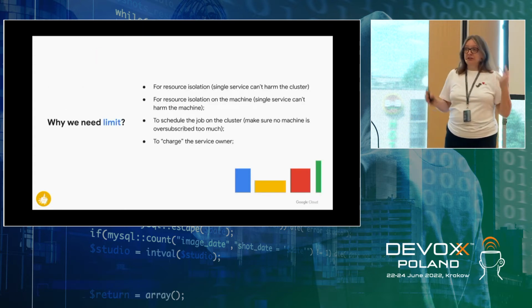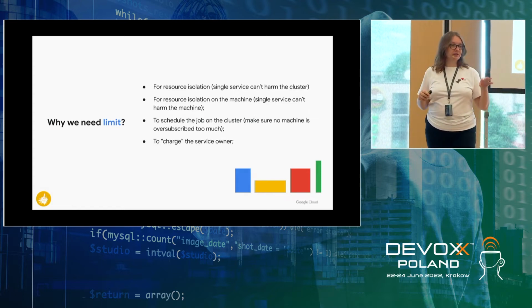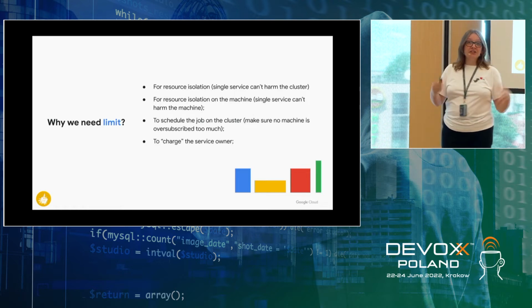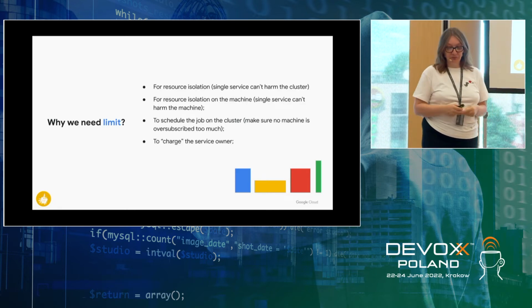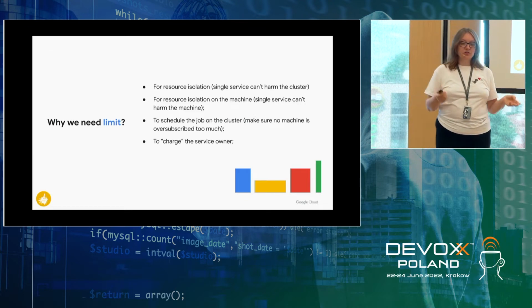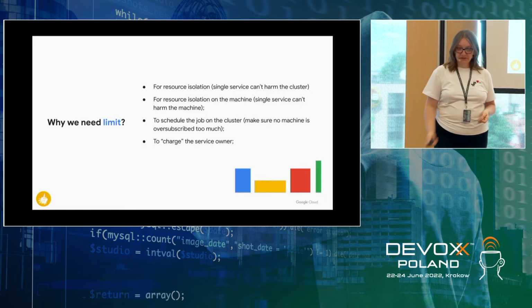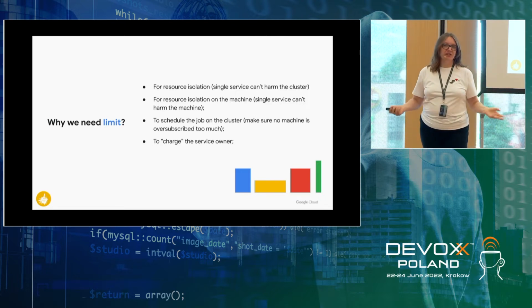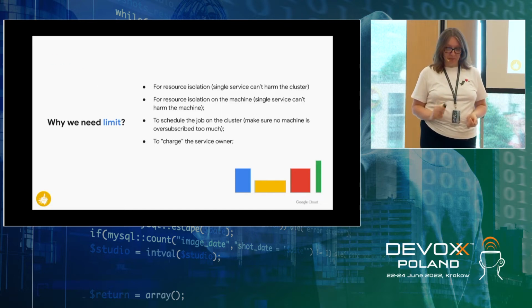Okay, so why do we even need that limit? The first two reasons are resource isolation, both on the machine, so the server level, and at the cluster level. A service that is trying to go over those limits is treated as misbehaving, can be throttled, and so on. Another aspect is scheduling the job. We need to understand on which machine we can put it because there is enough space for this. And also to understand how this particular service owner uses CPU and memory, for example, in the fleet.